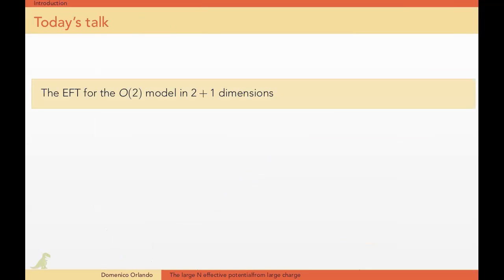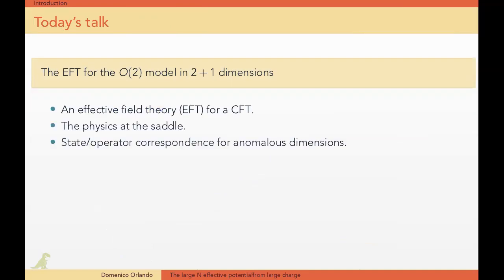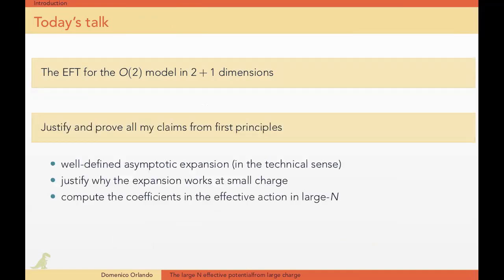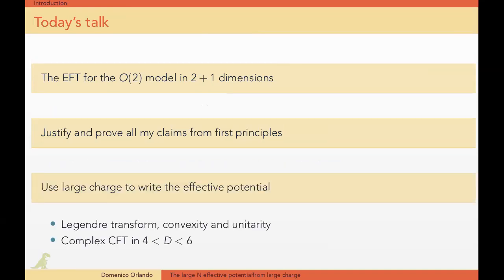Today, I will very quickly review how to construct the effective field theory for the O2 model. But I will then concentrate more on what happens in large N. Why large N? Because in large N, we have enough control over the theory that we can prove that what we construct in the EFT works, and we can say more things about it. And then I will actually change my point of view, in the sense that instead of trying to use large N to verify things that we find in the effective field theory, what I will do is use the charge inside large N to extract more information about the physics at large N.